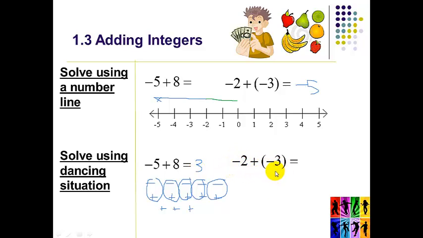Let's look at that other problem again: -2 plus -3. That would be, I'm adding 2 guys to the dance floor, and then I'm going to add 3 more guys. So that would be 1, 2, 3, for a total of how many guys? That's right, -5. So again, use whichever way works for you the best, either the number line or the dance floor situation. It's just a matter of trying to understand what is really going on.